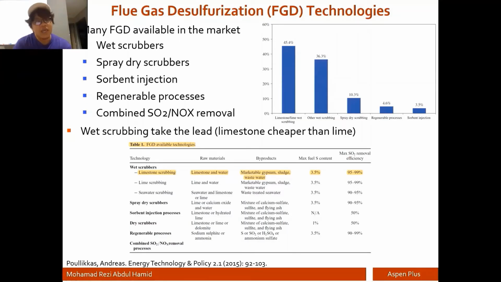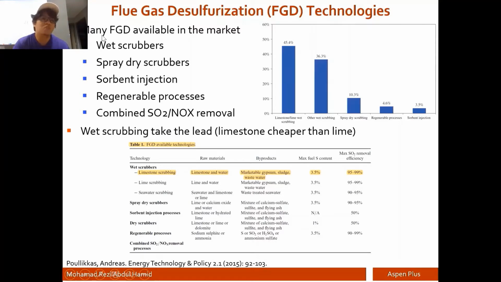Well, actually, SO2 in the flue gas output of the combustion process can be removed using what is known as the flue gas desulfurization technologies. Flue gas desulfurization technologies is a common process. It is widespread. It is being used in many industries for a very long time. And as you can see here, we have a lot of flue gas desulfurization technologies available in the market.